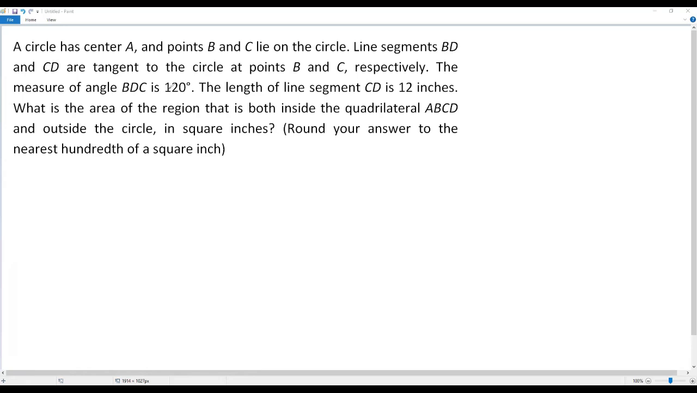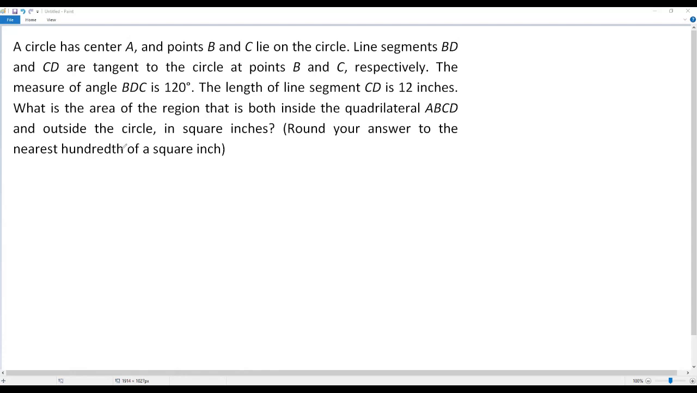The measure of angle BDC is 120 degrees. The length of line segment CD is 12 inches. What is the area of the region that is both inside the quadrilateral ABCD and outside the circle in square inches? Round your answer to the nearest hundredth of a square inch.